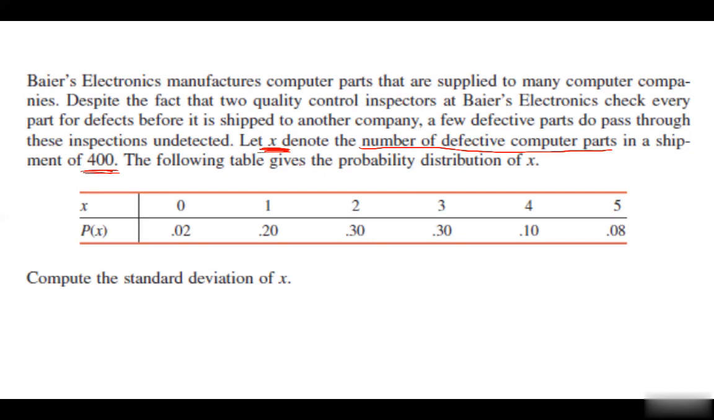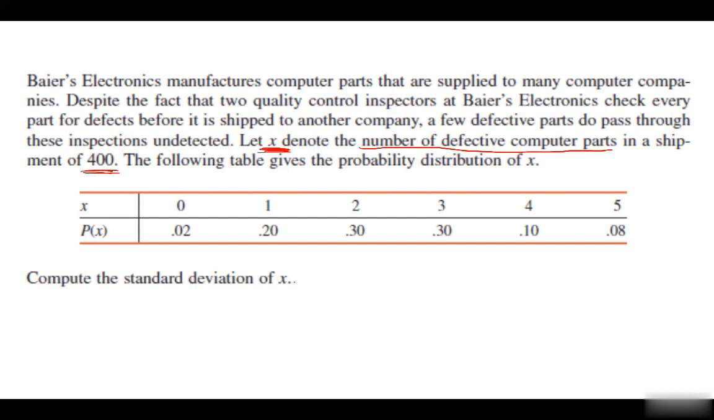The following table gives the probability distribution of X. So X can be the value of 0, 1, 2, 3, 4, 5 with corresponding probabilities 0.02, 0.20, 0.30, 0.30, 0.10, 0.08. Compute the standard deviation of X.